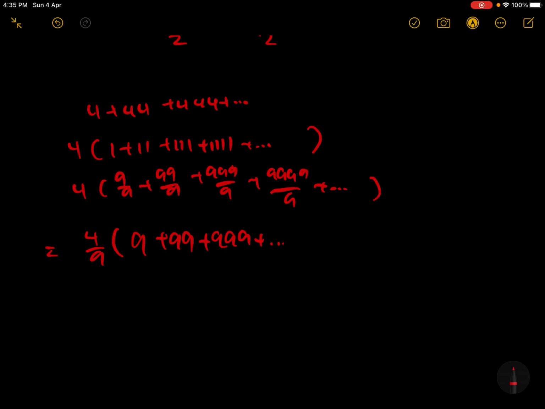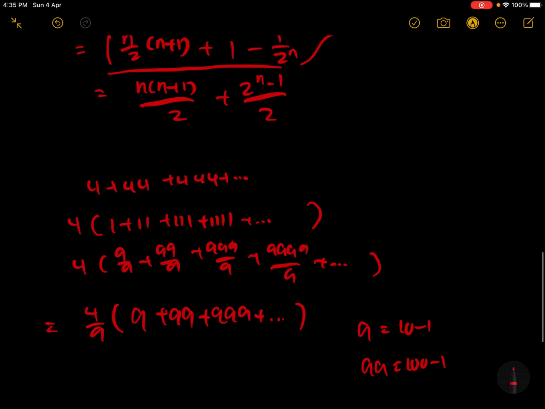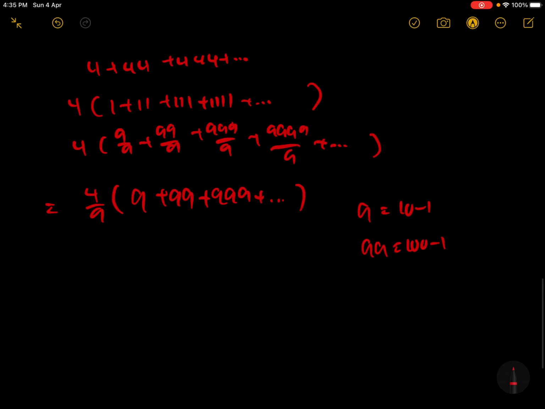And then you might be thinking, what does this actually do? How does this actually help us get the answer? So you will know that 9 is equal to 10 minus 1 and 99 is equal to 100 minus 1, and then so on and so forth. So if I were to put that in our formula, then it will be 4 over 9 and then 10 minus 1 plus 100 minus 1 plus 1000 minus 1 plus so on.